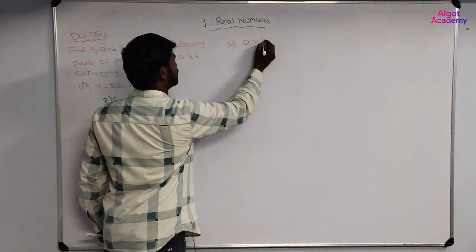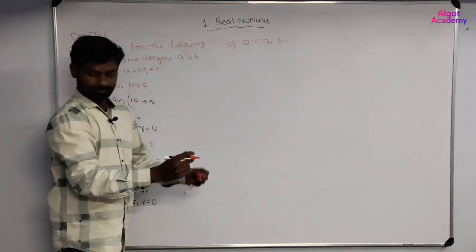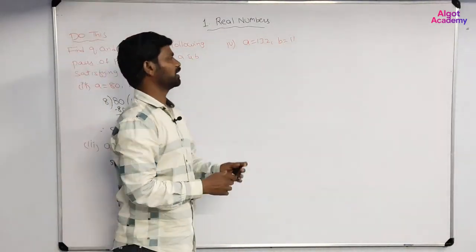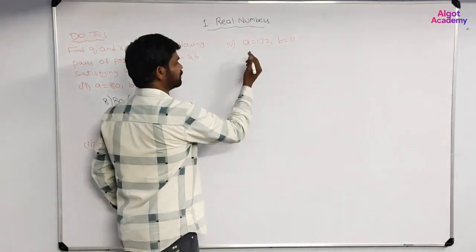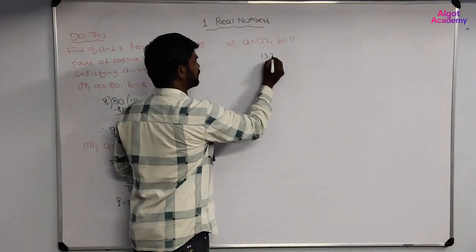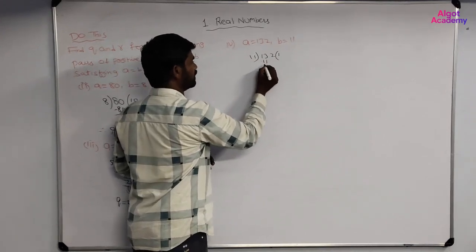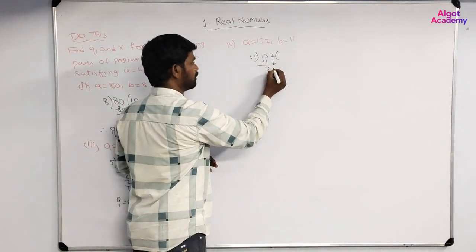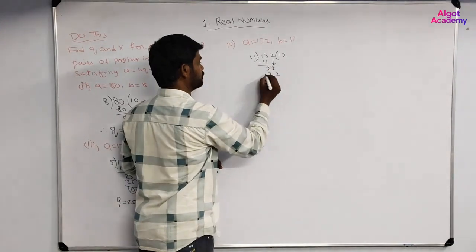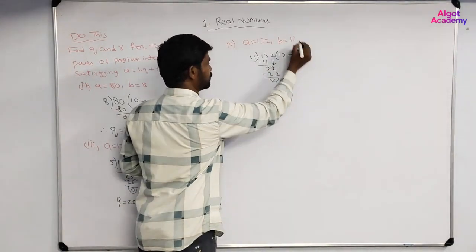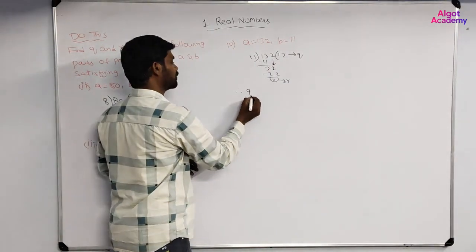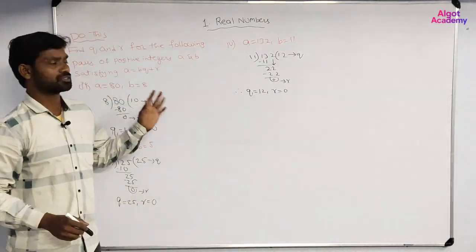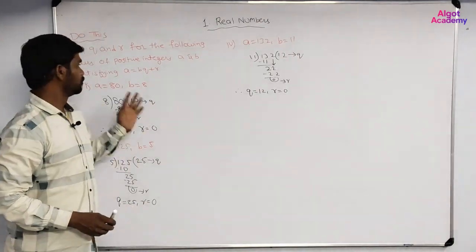Next question, A is equal to 132 and B is equal to 11. Same method follows here. That is, 132 is divided by 11. 11 ones are 11. Subtract it, 13 minus 11, it is 2. Next to 2, 11 twos are 22. So this is Q and this is R. Therefore, Q is equal to 12 and R is equal to 0. So these are the answers for the Do This questions.